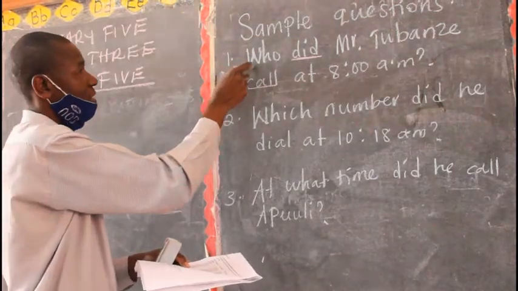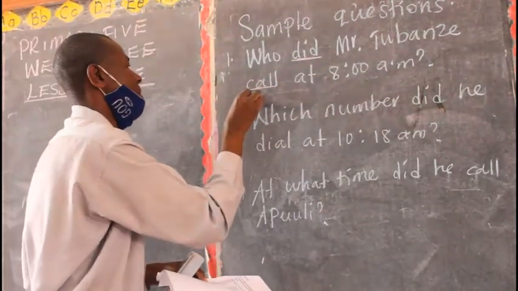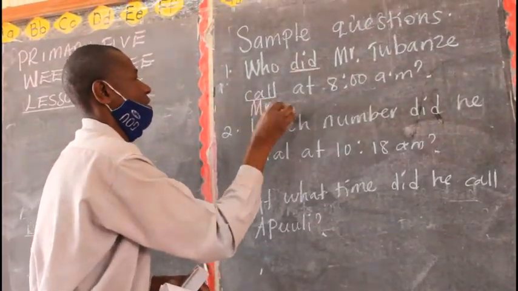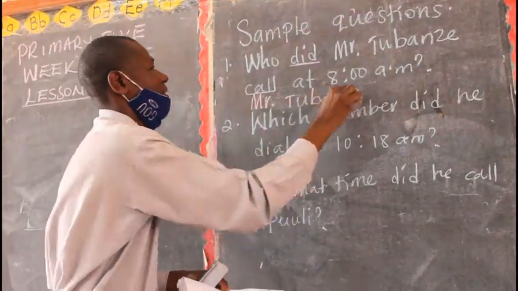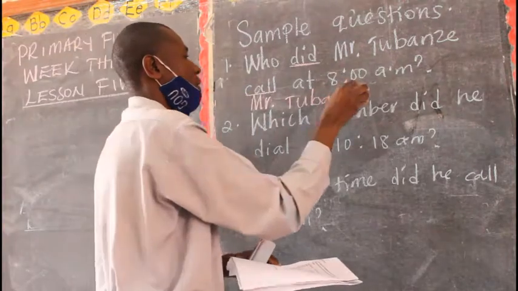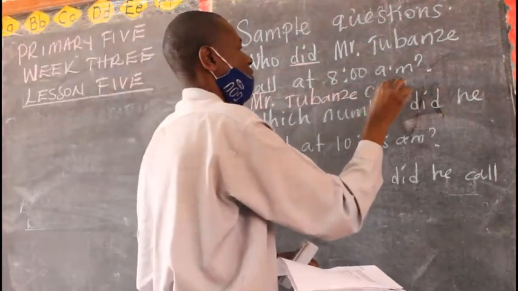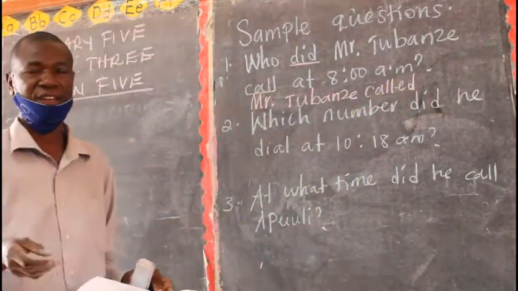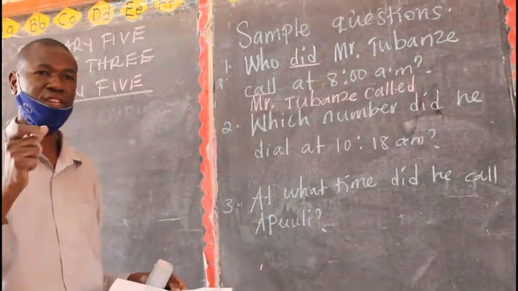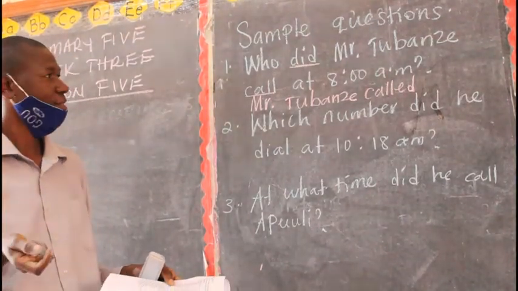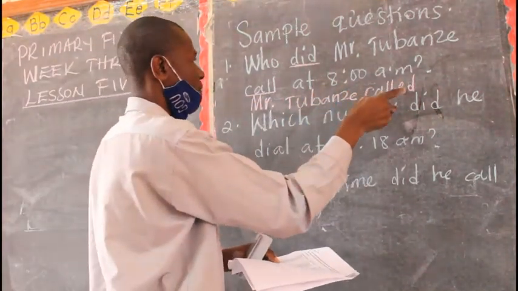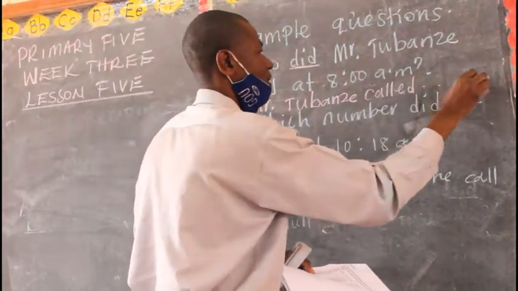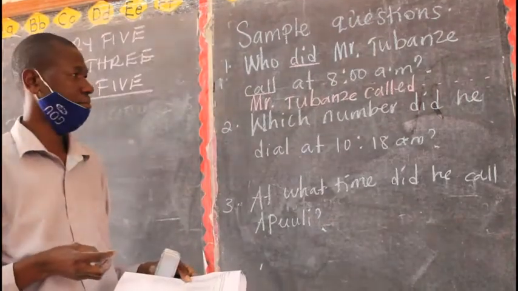So this means it is going to be Mr. Vanze. Now call changes to called. You are now answering the sentence in full using the relevant tense. So it is going to be Mr. Vanze called. Then you are going to give the answer.